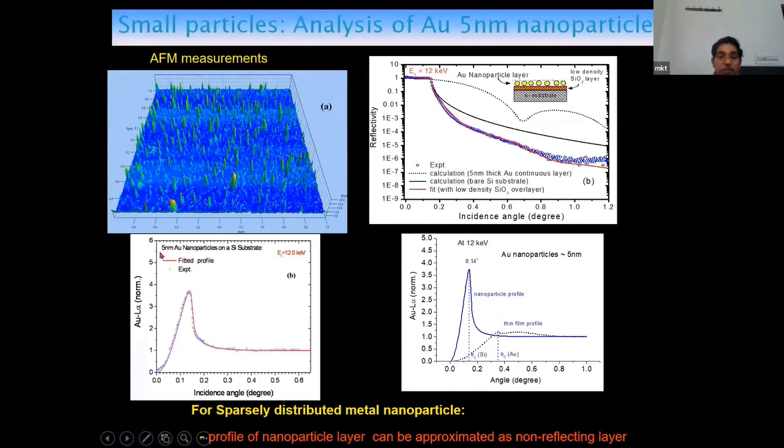So you see, this is a 5 nanometer particle on top of a silicon substrate. Whether it is 5, 10, or 20 nanometer, up to 20, there is no difference in the reflectivity. For 5 nanometer, the reflectivity doesn't give anything. See, there is nothing. And in fluorescence, you have this kind of thing, and for thin film, this kind of thing you can achieve. If you have the 5 nanometer nanoparticle, this is theoretical, this is experimental, you cannot distinguish whether it is 5 nanometer or 20 nanometer.